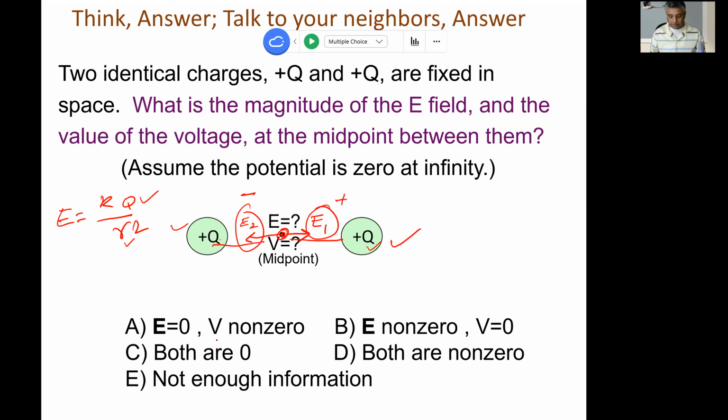Now the potential. How about potential? Potential we know is given by kq over r. It does not have direction, but we need to plug in the correct value of q. Both of these are positive. So that means it's going to be kq over r from one and kq over r from the other one. So there is no cancellation. That's why it becomes non-zero. Okay. Good job, folks. A little confusion there from some of you. Hopefully that explains it.